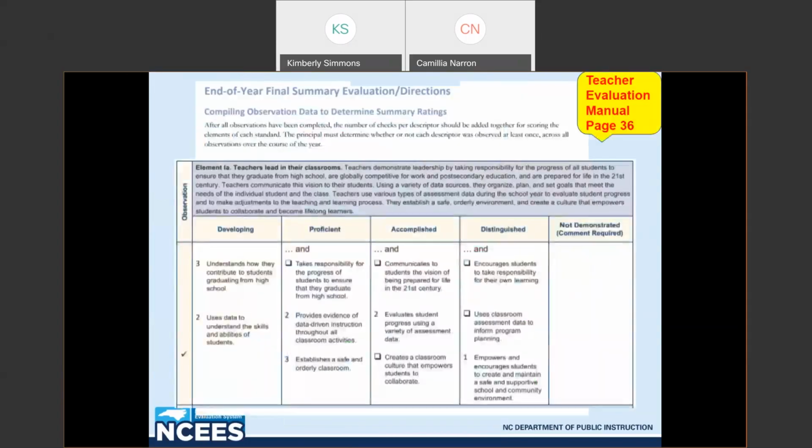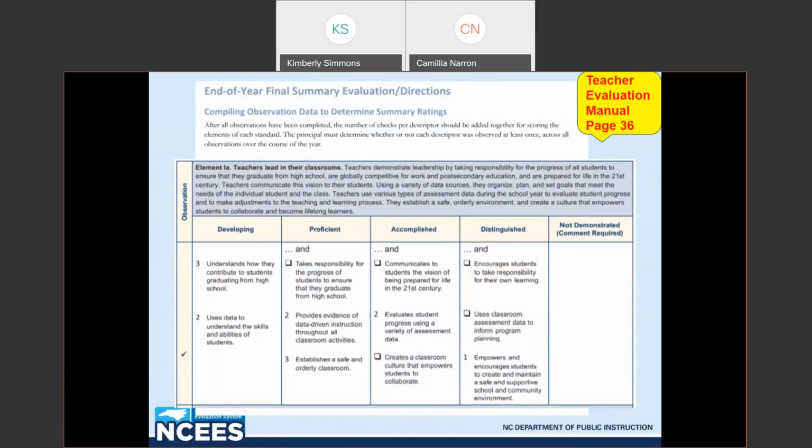Okay, moving on. When compiling observation data to determine the summary ratings, the number of checks per descriptor should be added together for scoring the elements of each standard. The principal or assistant principal must determine whether or not each descriptor was observed at least once across all observations over the course of the year.